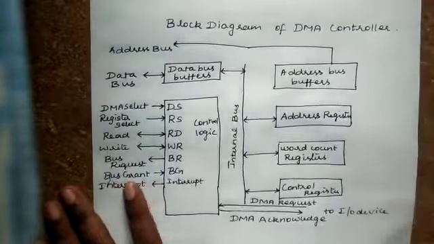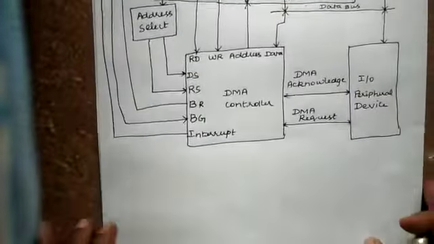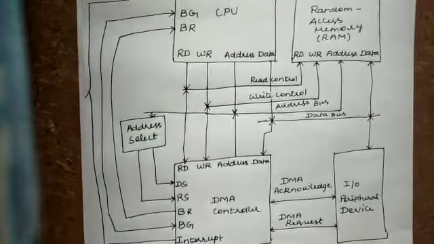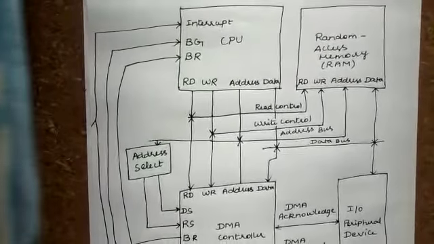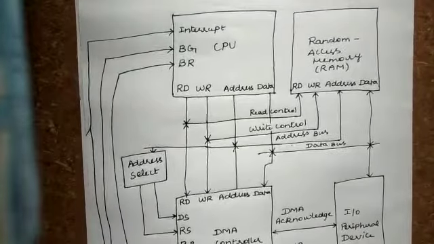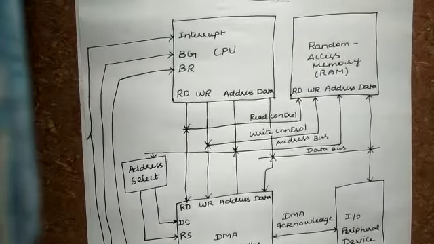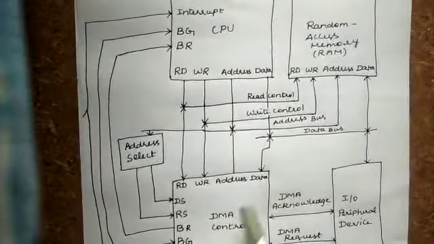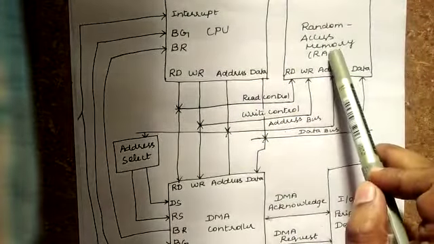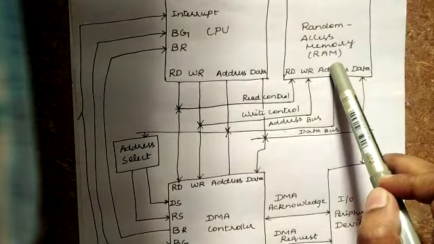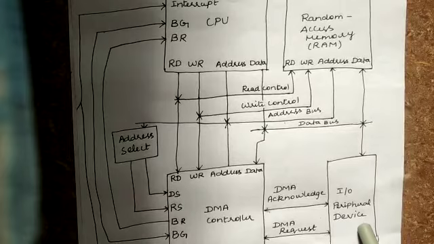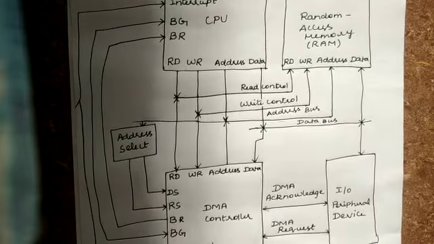Next we are going to discuss DMA transfer, which is a very specific operation done in this DMA controller. Let us see the block diagram of the DMA transfer. Here we have the CPU, this one is the DMA controller, and here we have the memory, which is the primary memory, the RAM, and here we have the peripheral device, or we can also say the IO device.